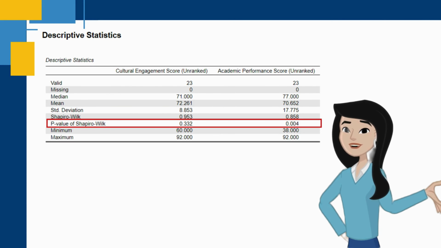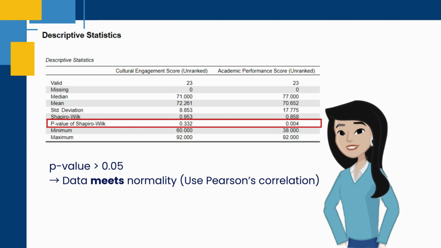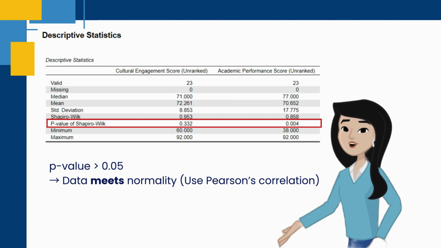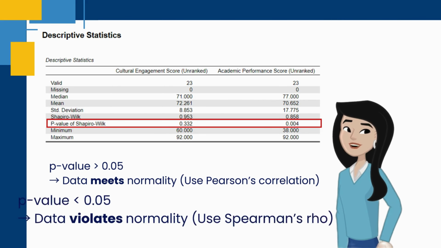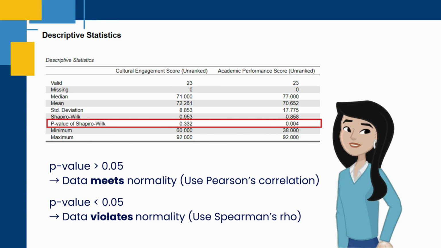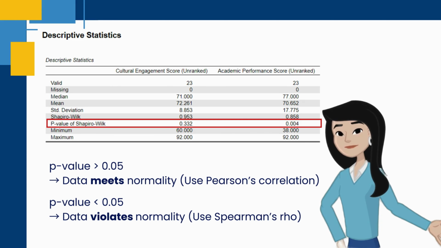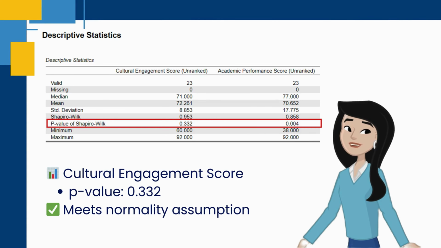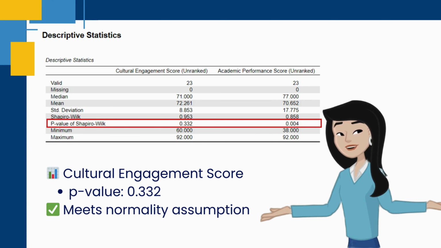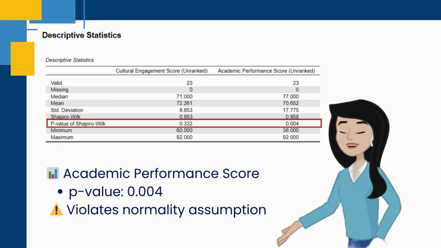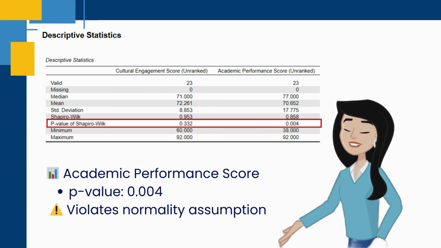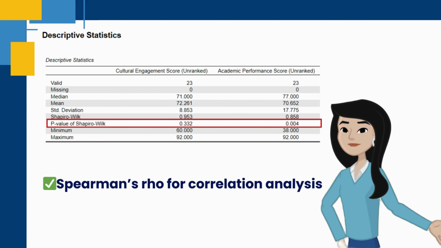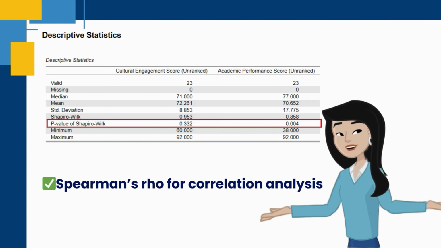Next, we look at the Shapiro-Wilk test results. If the p-value is greater than 0.05, the data are considered normally distributed and we can use Pearson's correlation. If the p-value is less than 0.05, the data violates normality and we should use Spearman's rho. In our case, Cultural Engagement Score had a p-value of 0.332, so it meets the normality assumption. However, Academic Performance Score had a p-value of 0.004, which violates normality. Since one variable is not normally distributed, we used Spearman's rho for the correlation analysis.